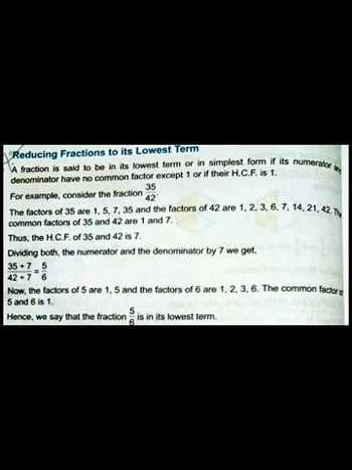So we have the common factors as 1 and 7. And in 1 and 7, the highest common factor is 7. So we will divide both the numerator and denominator by 7. 35 divided by 7 upon 42 divided by 7. 35 divided by 7 is equal to 5, and 42 divided by 7 is equal to 6. So we have the fraction 5/6. So we can say that 5/6 is in its lowest term.